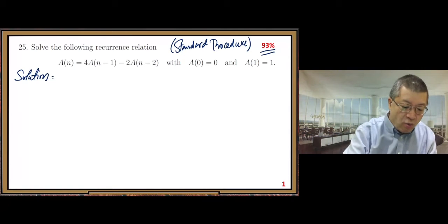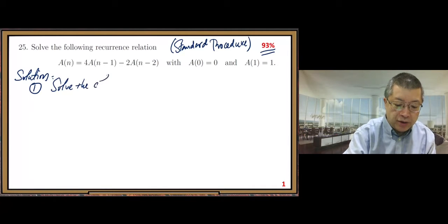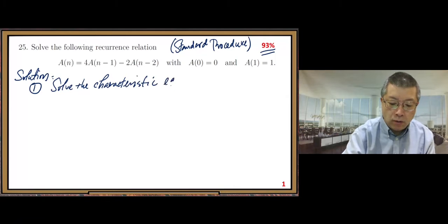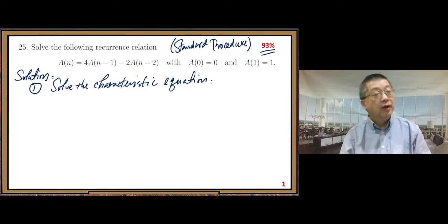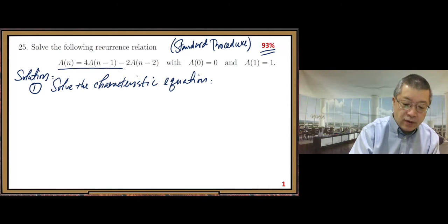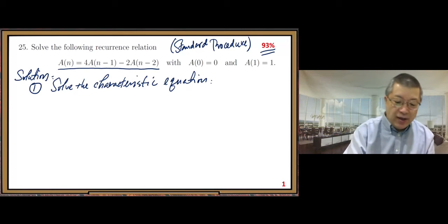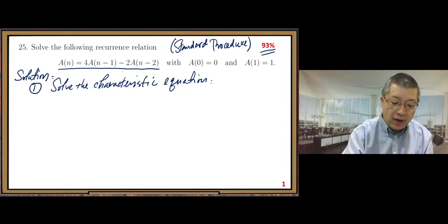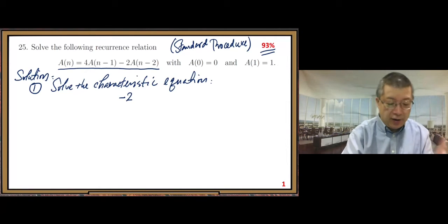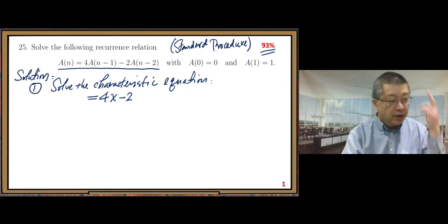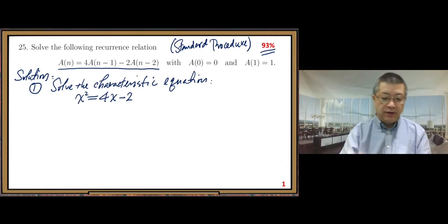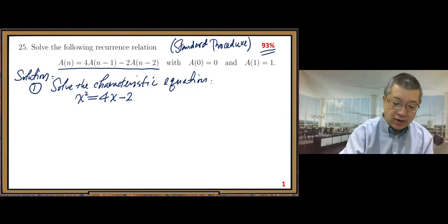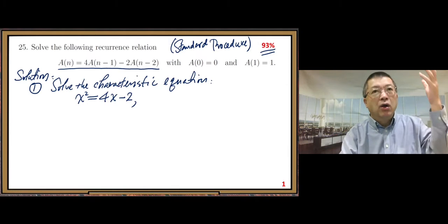Step one: solve the characteristic equation. You know the characteristic equation, right? Given a recurrence relation like this, the lowest term corresponds to 1, so negative 2, then 1 higher, 4x, 2 higher, x squared. This is the characteristic equation. That's the first step, but you need to find the solutions using the quadratic formula.